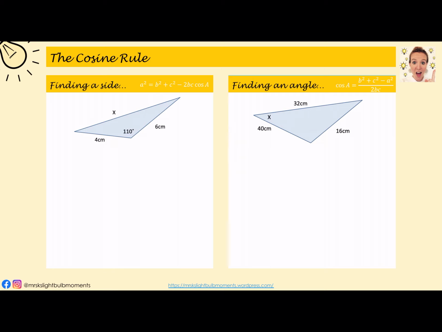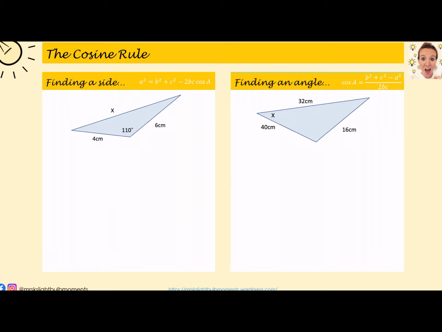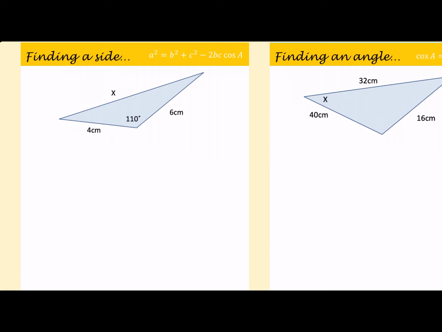So firstly, we're going to look at finding a side, and we're going to use the traditional layout of the formula, I suppose. a squared equals b squared plus c squared minus 2bc cos A. You do need to know these formula off by heart. They are easy to learn once you've learned them. I know that's a really silly thing to say, isn't it? How else can I put it?